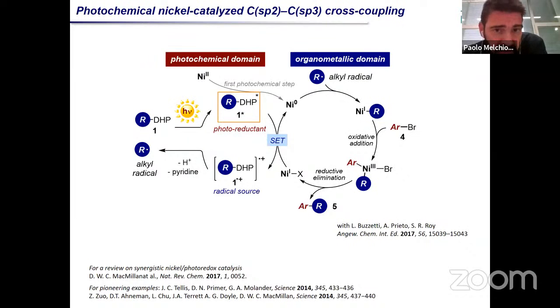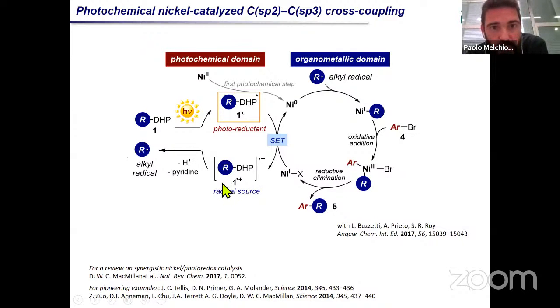In the last few years, the last 5-6 years, the combination of photoredox catalysis and nickel cross-coupling has attracted a lot of interest, mainly because the photoredox catalyst is able to generate radicals that are essential for the nickel cross-coupling mechanism, and also to turn over the nickel catalyst through single electron reduction. In principle, here we have a compound, the dihydropyridines, that upon excitation can do both jobs, can turn over the nickel catalyst through reduction, and can also offer the formation of radicals.